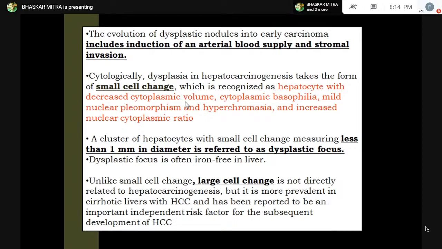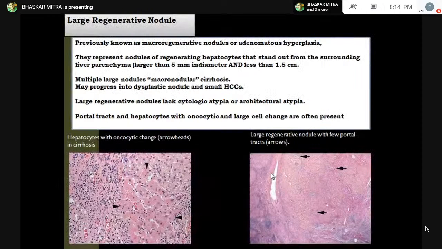Now if these dysplastic nodules are less than 1 millimeter, we call it a dysplastic focus. In our next class, when we discuss this pre-malignant condition and transformation into hepatocellular carcinoma, I will go into details of this. Now I will concentrate on the large regenerative nodules, previously known as macro-regenerative nodules or adenomatous hyperplasia. These are large nodules larger than 5 millimeters in diameter.